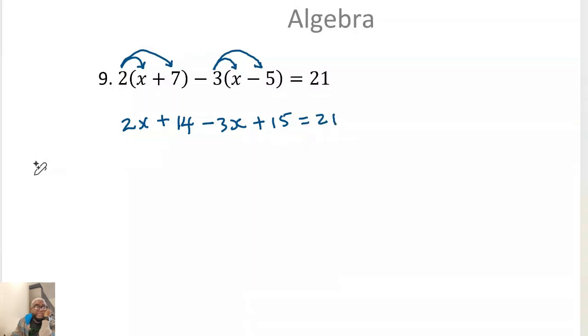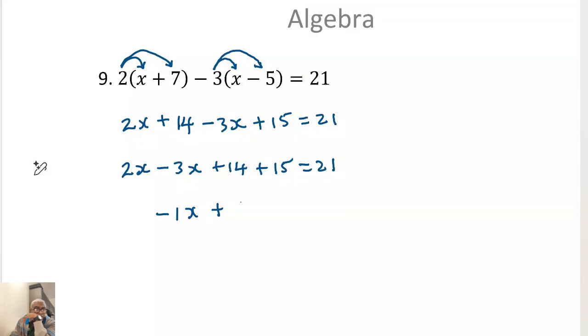What do we do next here, guys? 2x minus the 3x, right? Now I'll put it together here because I'm realizing some of us are really struggling still. I put the minus 3x next to the 2x, and then you have plus 14 plus 15 equals 21. So I'm going to simplify everything on the left before I move anything. So 2x minus 3x is what? Negative 1x. Plus how much? 14 plus 15 would be 29, is equal to 21. I'm going to carry this 29 here. And what do I do with it?